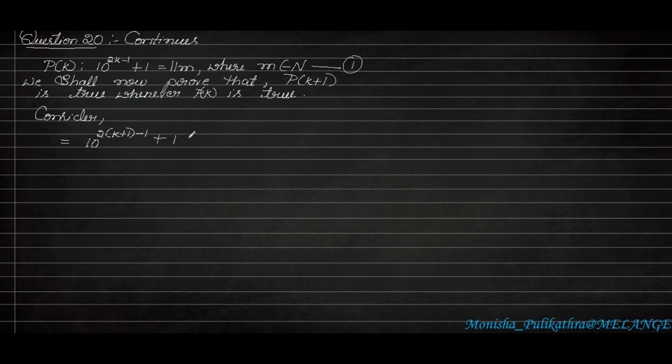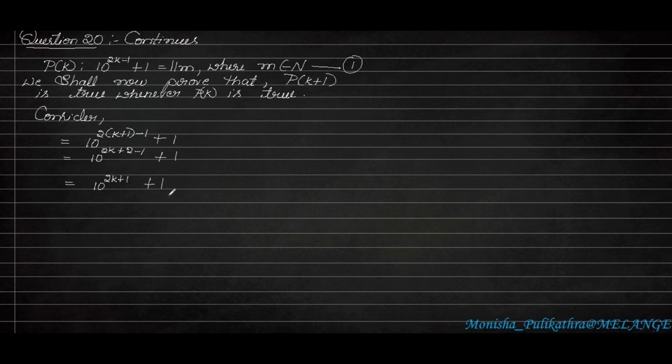Plus 1. Next we multiply it, so it becomes 10 to the power of 2 into k is 2k, plus 2 into 1 is 2, minus 1, plus 1, as it is. So in the next step it becomes 10 to the power of 2k plus 2 minus 1, plus 1, and this plus 1 also we write as it is.